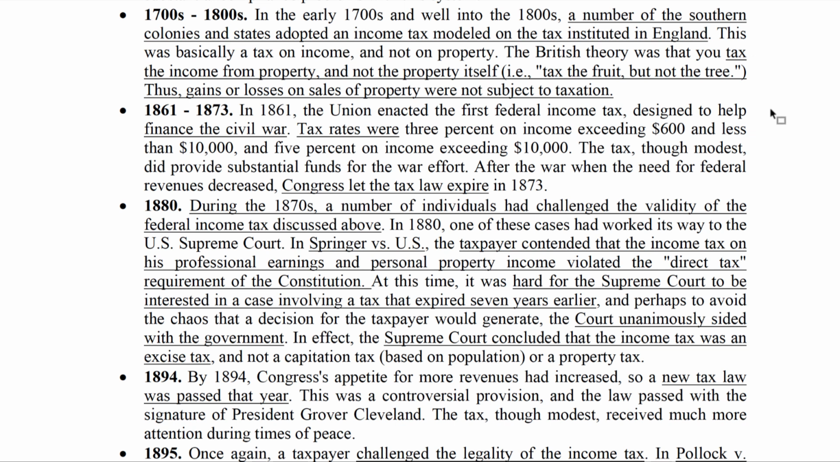All right, so then we move over to the Civil War. During that period of time, we have our first federal income tax, from 1861 to 1873. The Union enacted the first federal income tax designed to help finance the Civil War. Tax rates were 3% on income exceeding $600 and less than $10,000, so between $600 and $10,000, 3% on income, and then 5% on income exceeding $10,000.